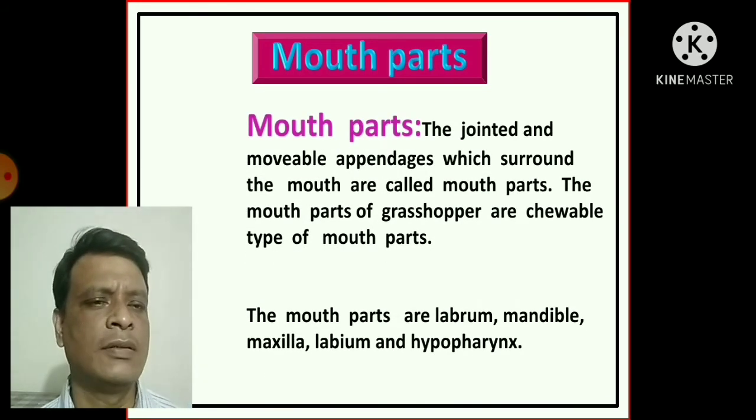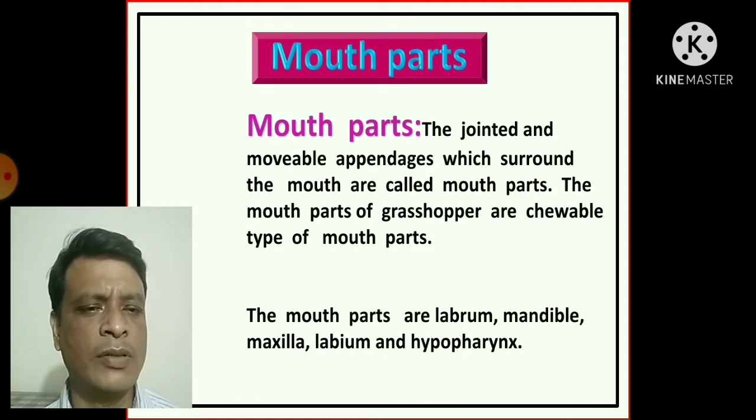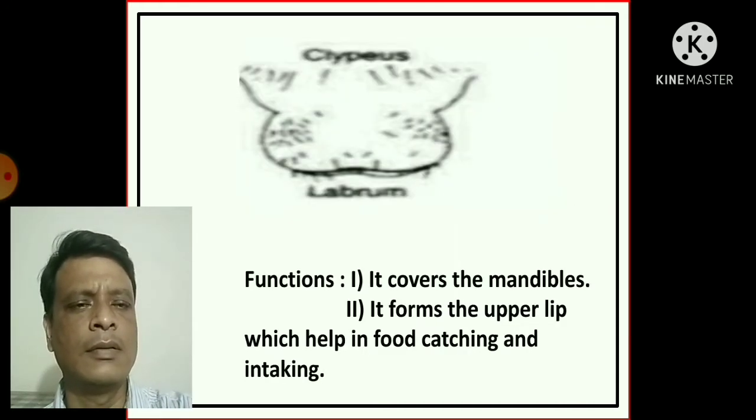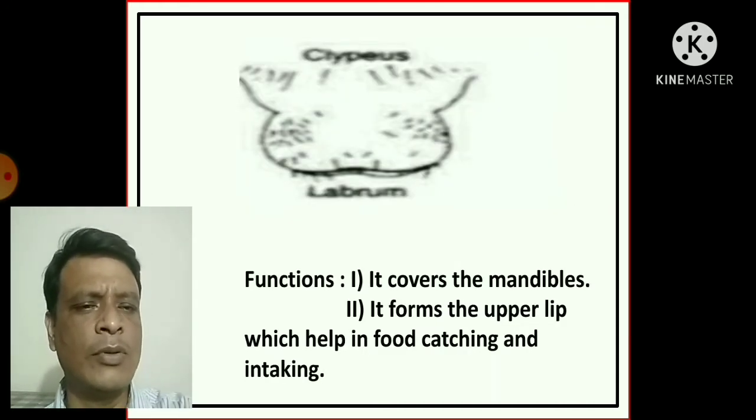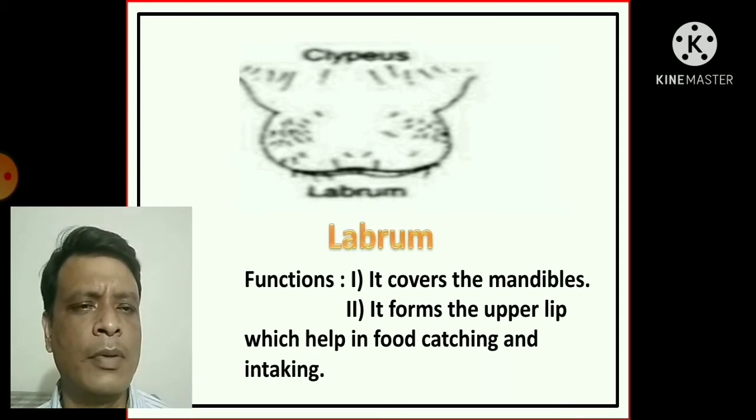What are mouth parts? The jointed and movable appendages which surround the mouth are called the mouth parts. The mouth parts of the grasshopper are chewing type of mouth parts. The mouth parts are labrum, mandible, maxilla, labium, and hypopharynx. First of all, I would like to discuss the labrum.